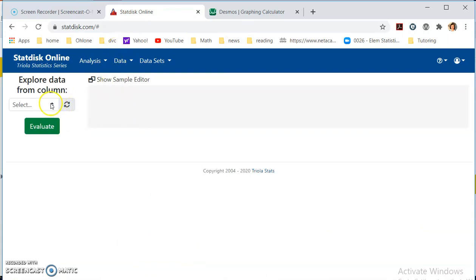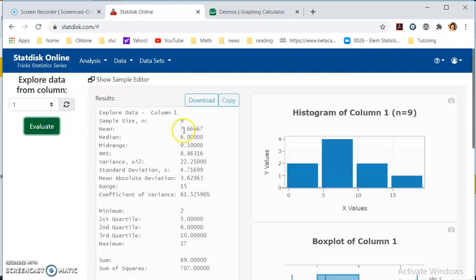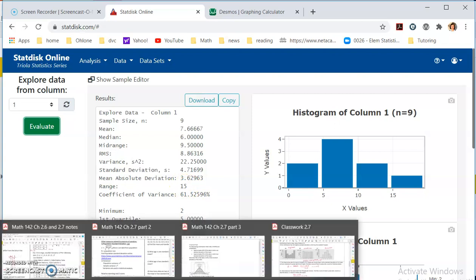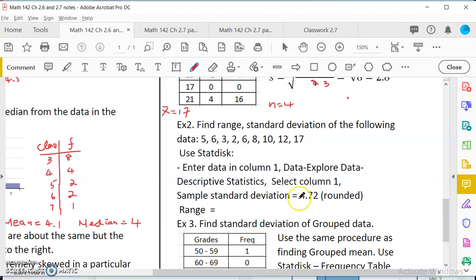I run data, descriptive, explore data. So 1, evaluate. So we calculate range. Range is at the bottom, 15. And what is the standard deviation? It is right here, 4.7. Okay, so let's put it here, 4.7 and 15. I should round it to 1 decimal place. The range is 15.